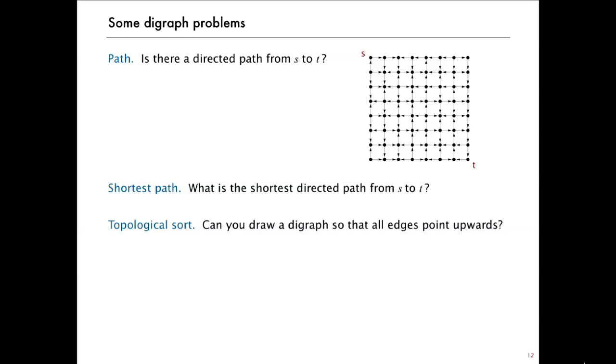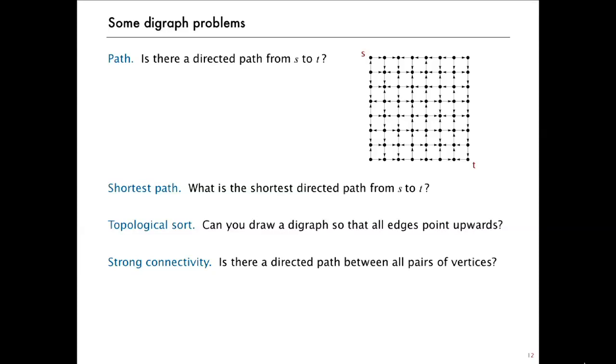Then there's another problem called the topological sort problem, which is a general model that's useful in all kinds of applications where we're scheduling events that involve precedence constraints. In the digraph abstraction, it amounts to the problem of trying to draw the digraph so that all the edges point up. That's called topological sorting. And then connectivity is more complicated for digraphs than for undirected graphs.